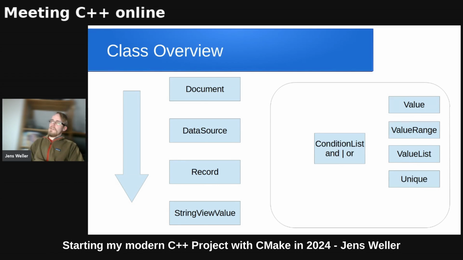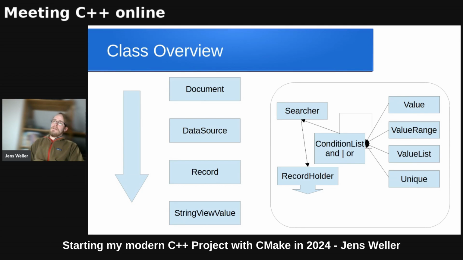Then I have a condition list, which has an enum for being and or, and this then gets bound together in a variant to be the search tree, which is part of the searcher class. And then you have the record holder, which later will again form a transform which leads to the graph.